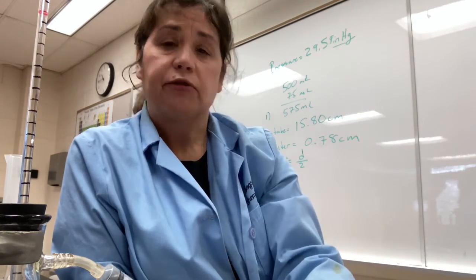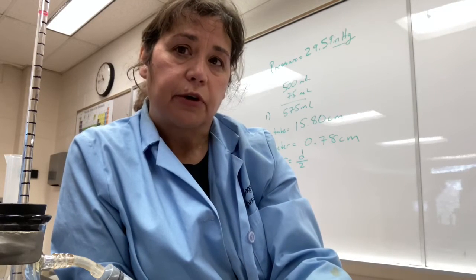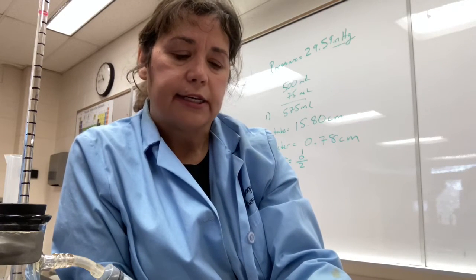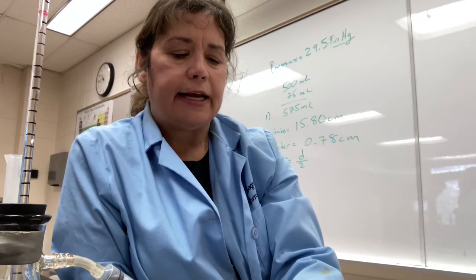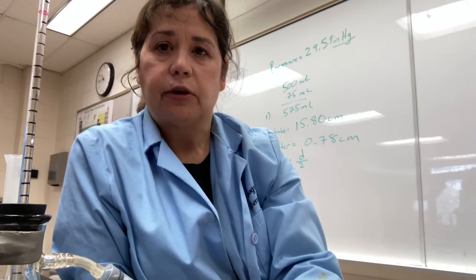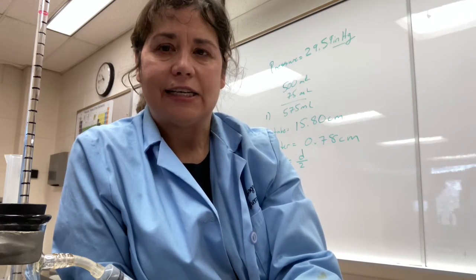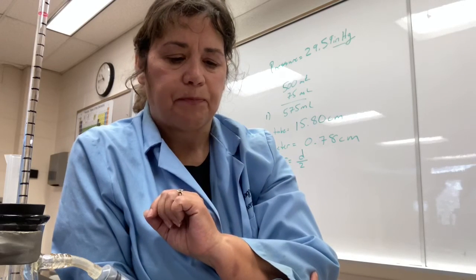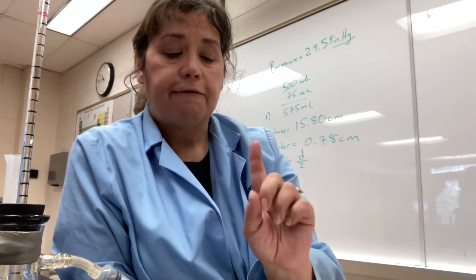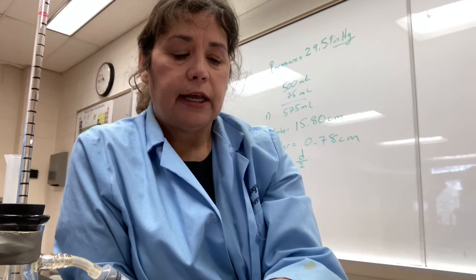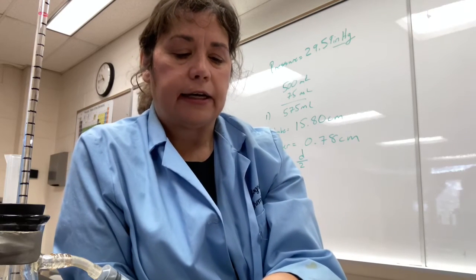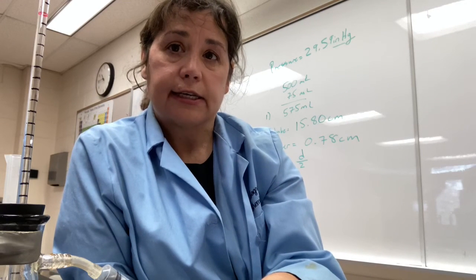So you're going to take your atmospheric pressure in centimeters of mercury, which you've calculated on line 6, and you're going to add it to the pressure values that you have determined in column D to get the total pressure inside the flask. Okay?